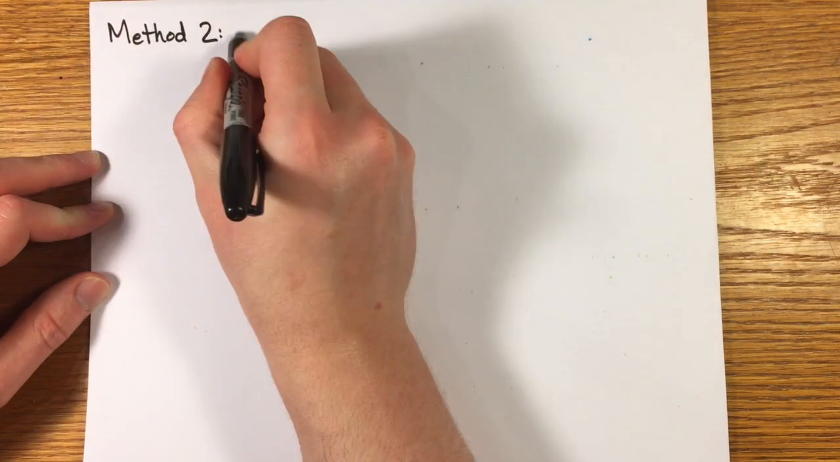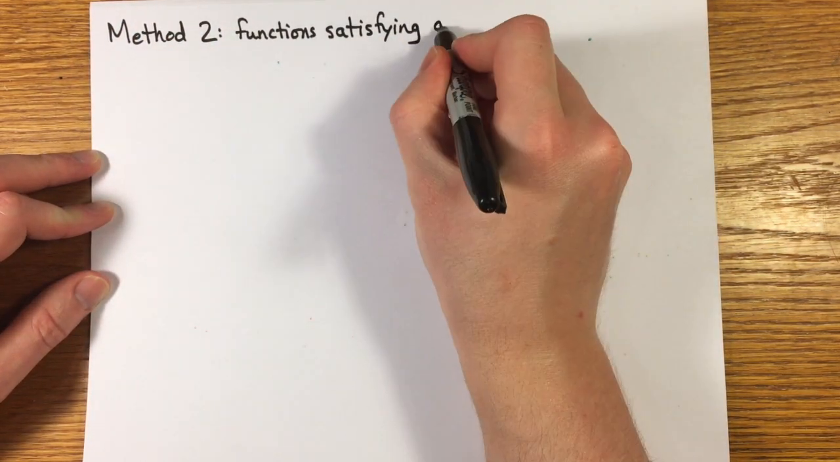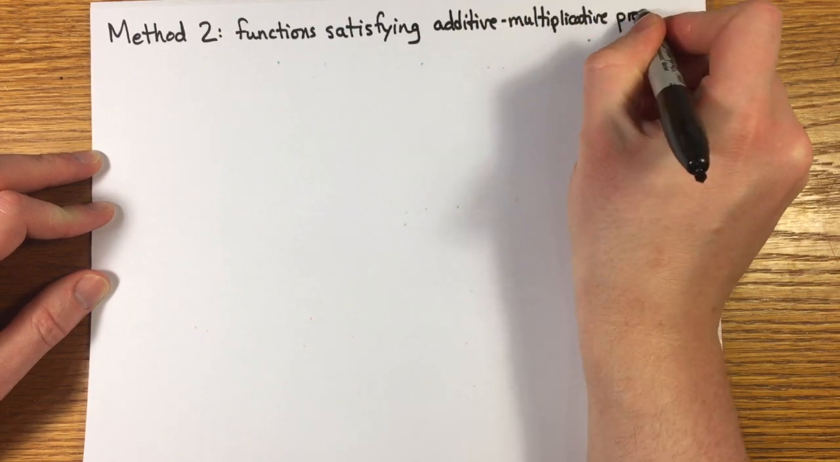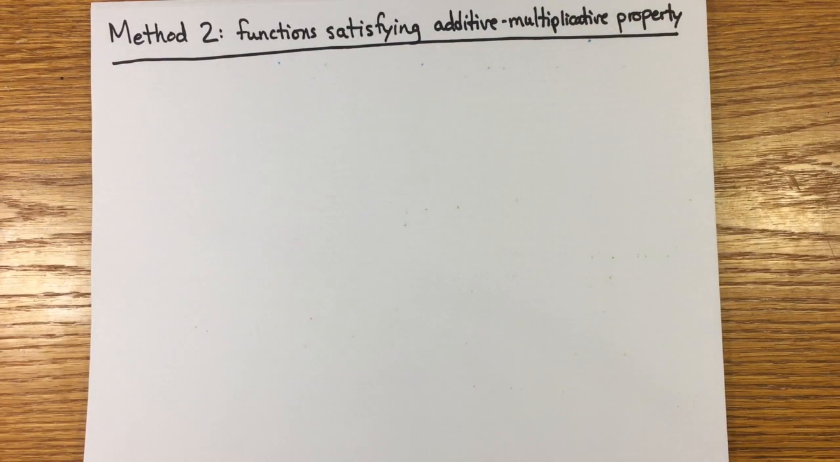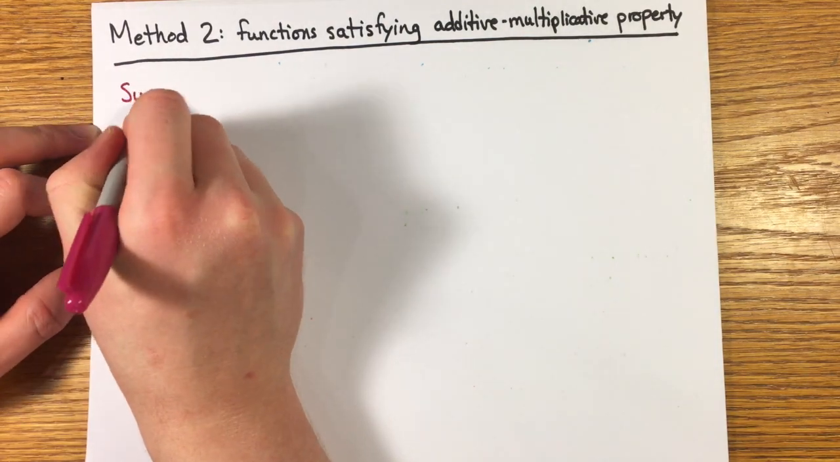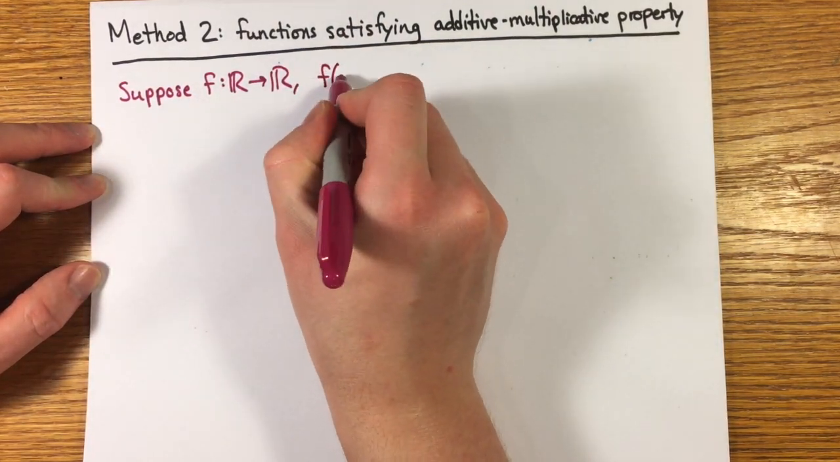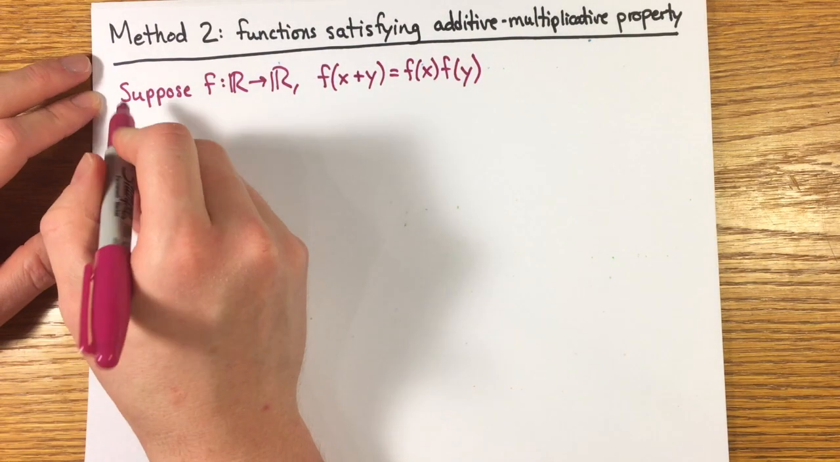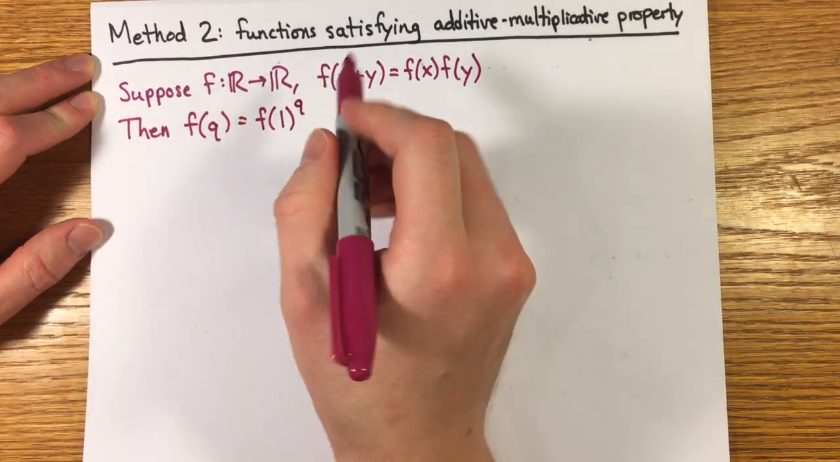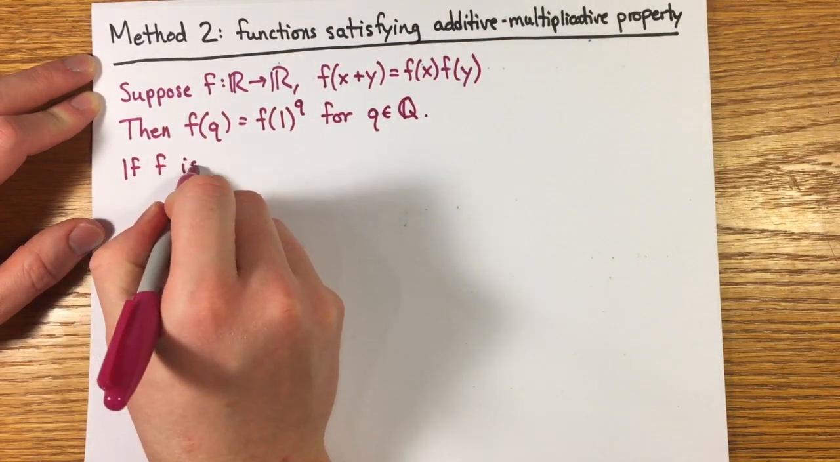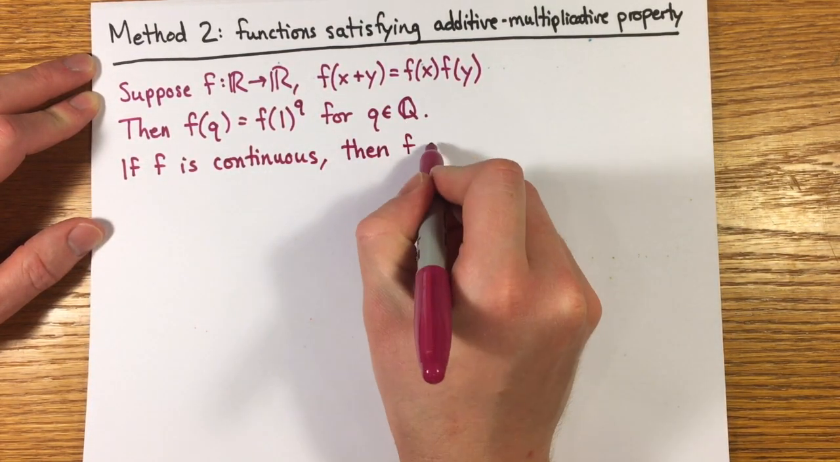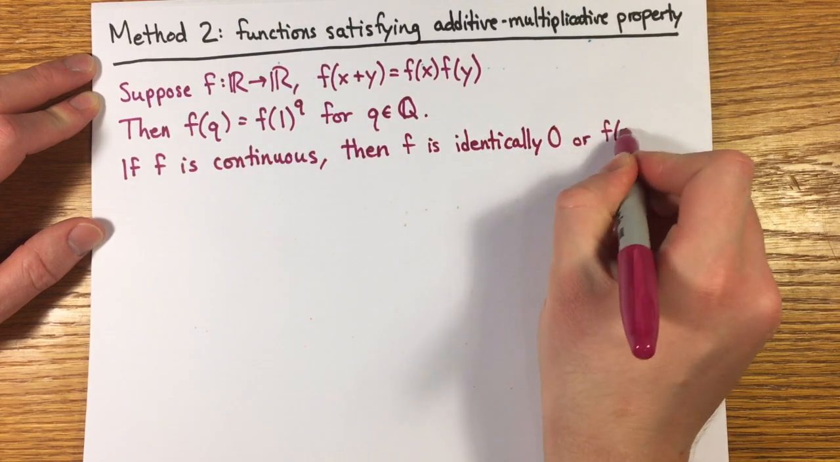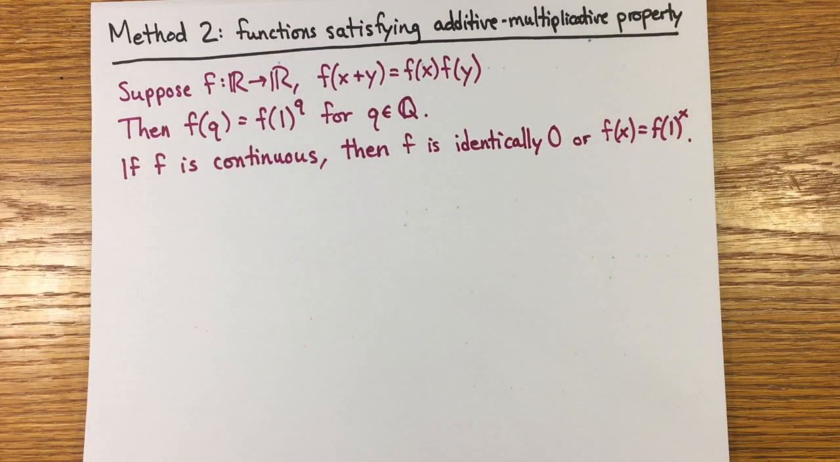Let me pause here and mention a different approach, which I'll call method 2, which will come up later. Suppose instead of extending exponentiation, you wanted to look for functions satisfying the additive-multiplicative property f(x+y) equals f(x) times f(y). Then it's not hard to show that f(q) equals f(1)^q for all rational numbers q. If you insist as a hypothesis that f is continuous, it must be that f(x) equals f(1)^x as defined above, or else f is identically 0.